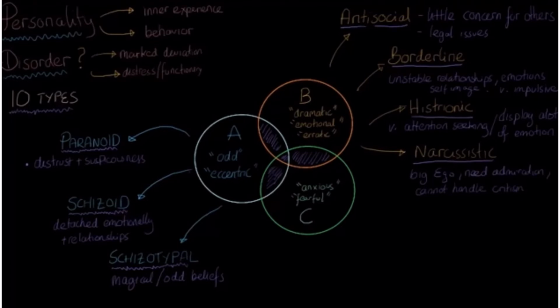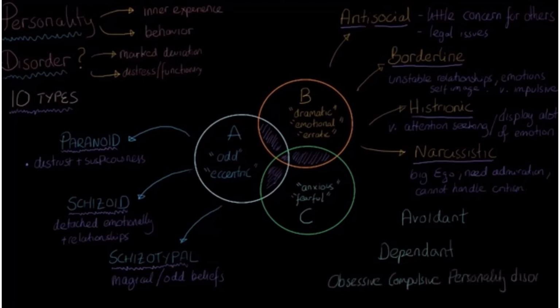And finally, let's move on to our last cluster, the anxious and fearful cluster C. In this cluster, we have 3 different personality disorders. We have avoidant, dependent, and obsessive compulsive personality disorder. And I'm going to stress this: this is a personality disorder here, as opposed to obsessive compulsive disorder, which is totally different. Don't mix them. And I'll tell you why in a minute.